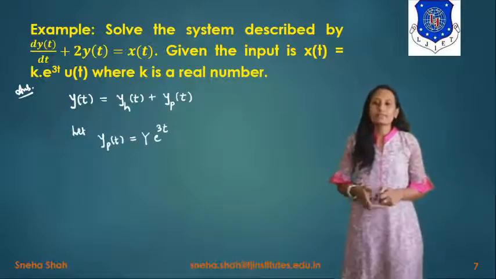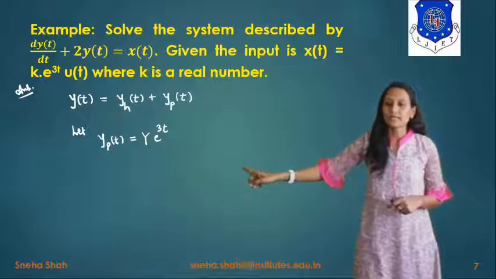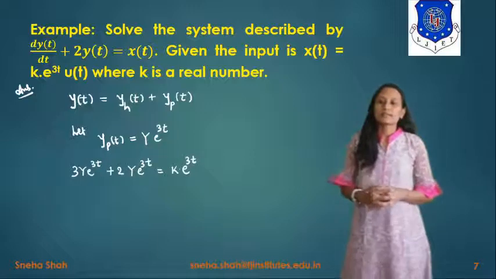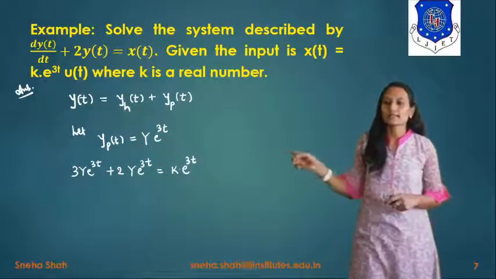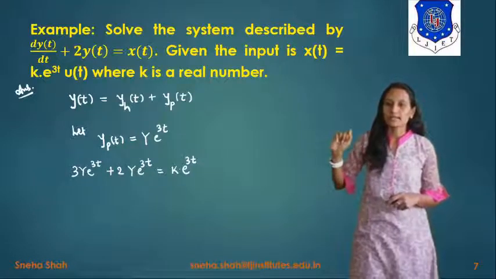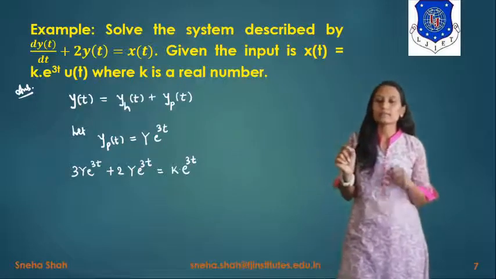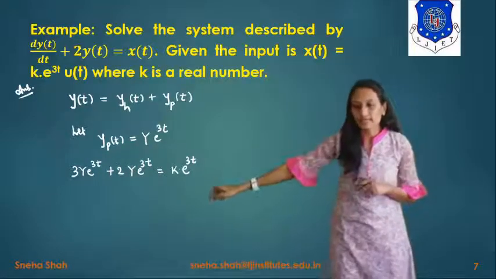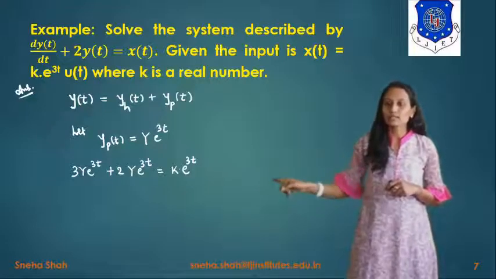So for that, if we are finding yp(t), it will be represented as yp(t) = Y e^(3t). In this equation, instead of y(t), we have to take Y e^(3t), right? If we find the differentiation of this, its value will be 3Y e^(3t). So the first term, the differentiation, we write like this: 3Y e^(3t) plus 2y(t).